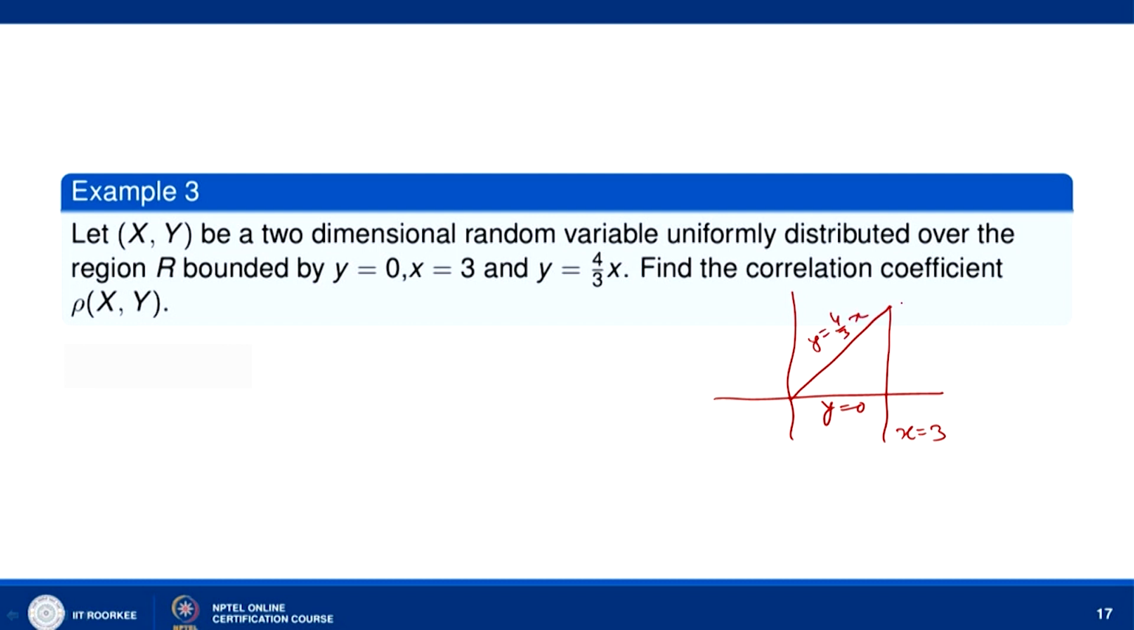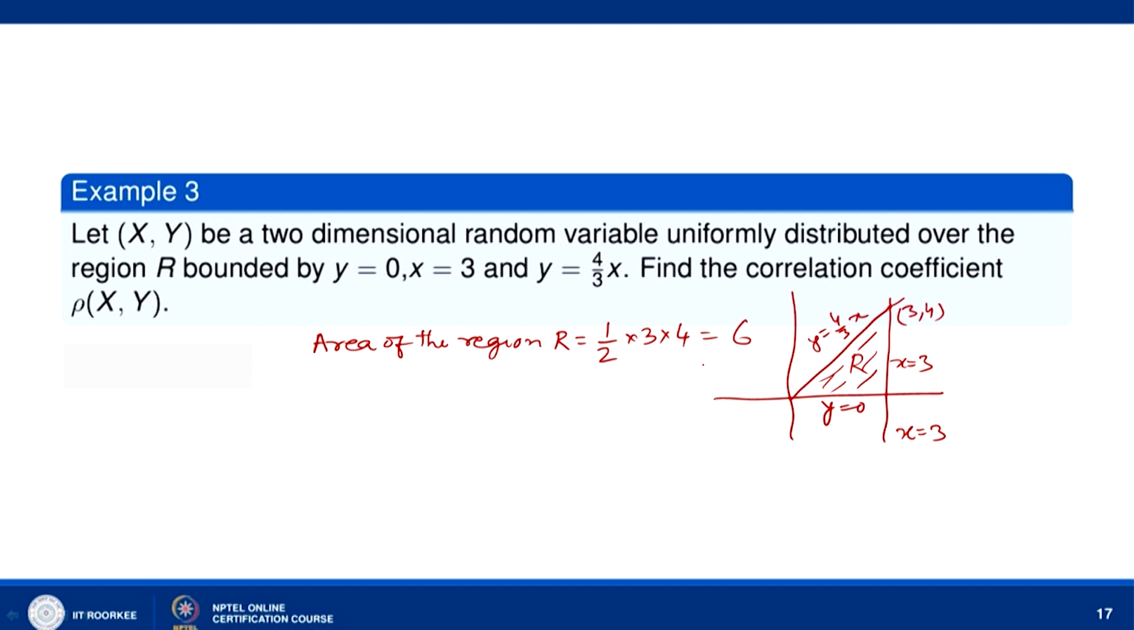So, this point of intersection is (3, 4). Now, this is the region R. Region R is bounded by y = 0, x = 3, and y = (4/3)x. Now, the area of the region R is equal to 1/2 into base, because it is a triangle, so base is equal to 3, height is 4, so we get 6.